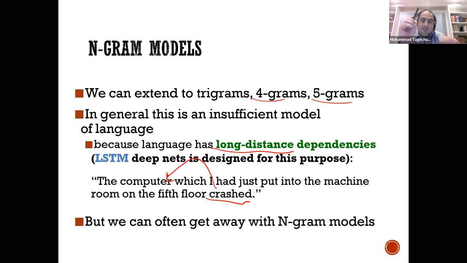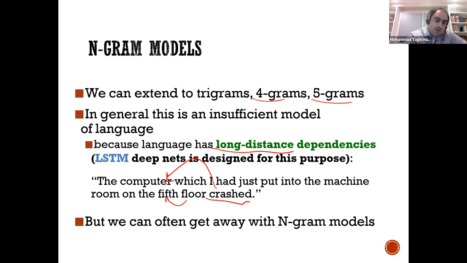Of course, fifth and floor are very correlated. But in this case, crash is not that much related to floor or other things. This is what is called a long distance dependency for languages.